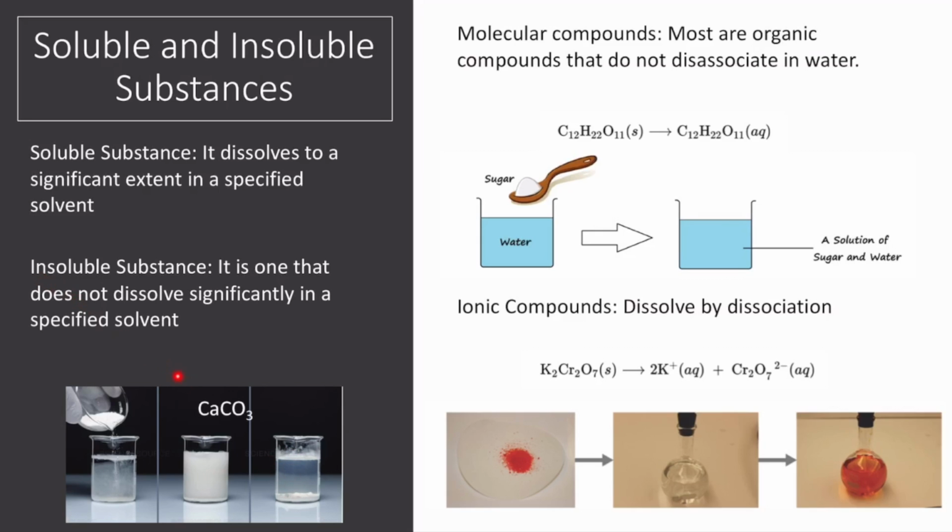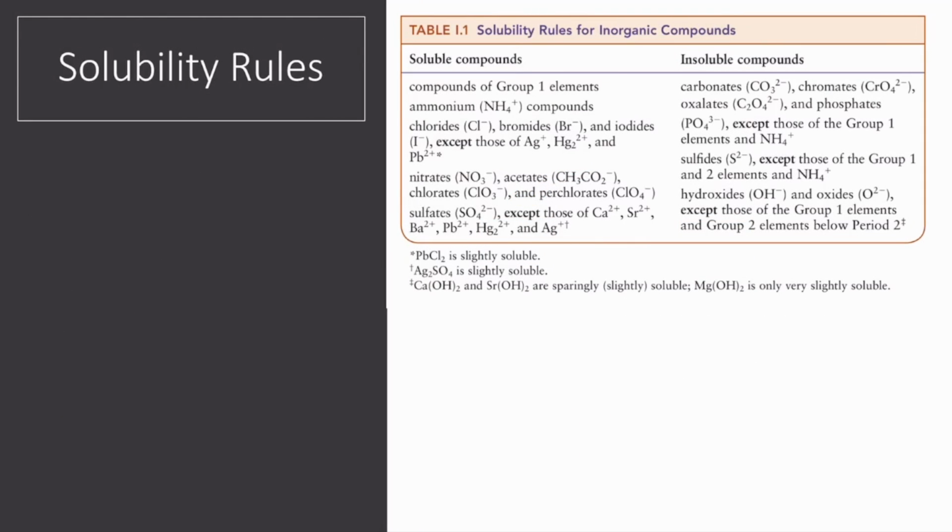And the calcium carbonate, or chalk, does not dissolve in water. So this is an insoluble substance. To know whether a substance will be soluble or insoluble in water, there is a set of rules that are used to predict that. The rules are summarized in this table.